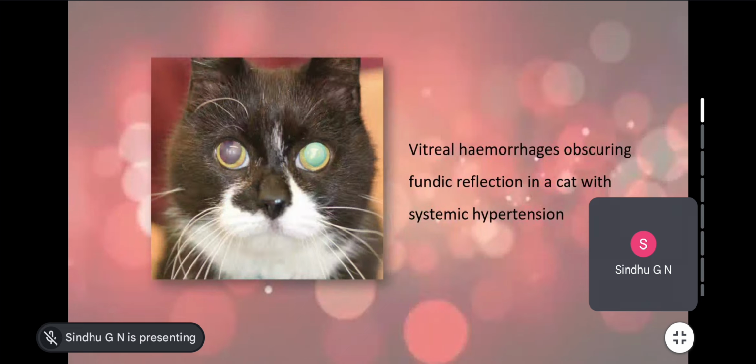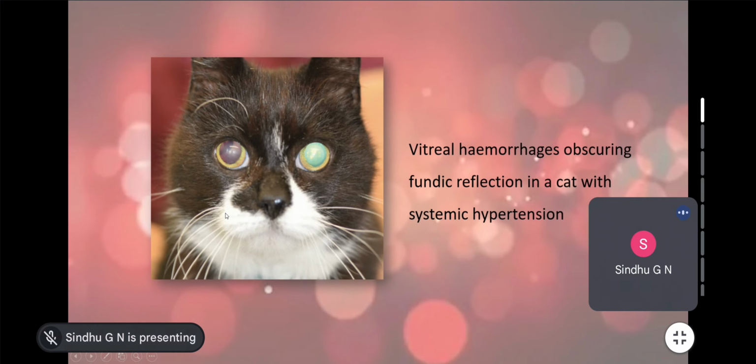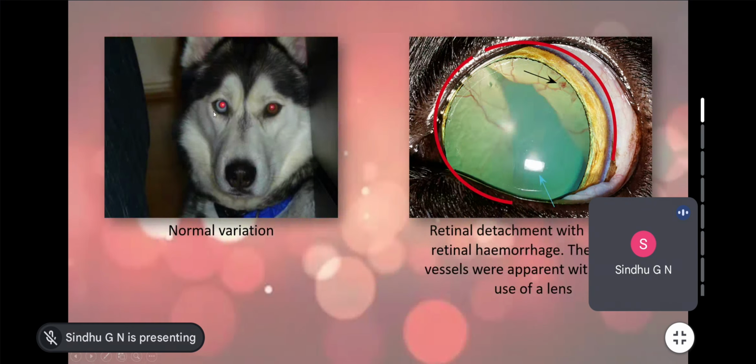So in this one, we can see vitreal hemorrhage in the right eye, obscuring the fundic reflection in a cat. It's very common in systemic hypertension secondary to renal failure in cats. Then this one, husky, it's a normal variant. There's nothing abnormal. It's only hypopigmented retina, so that the fundic reflection is more red.